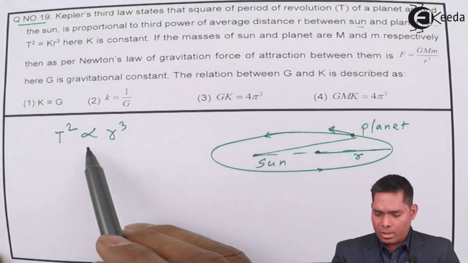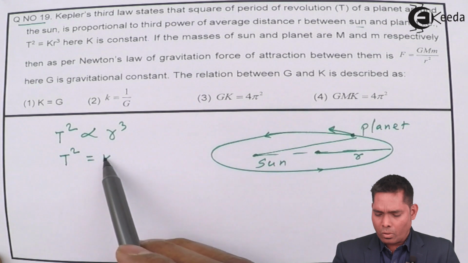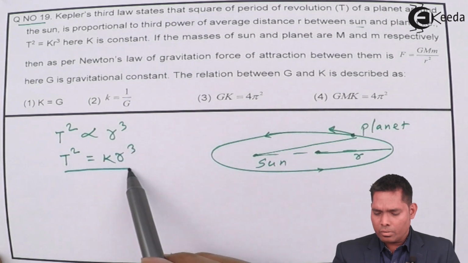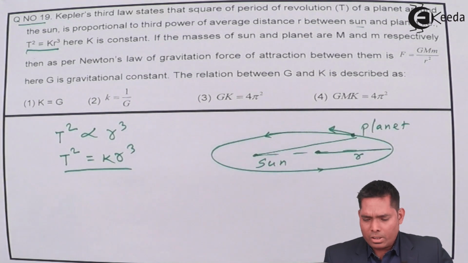So this is the case. If this is the case, then if I remove this proportionality, I will have to introduce a constant. So this is the situation which is given here, where k is a constant.